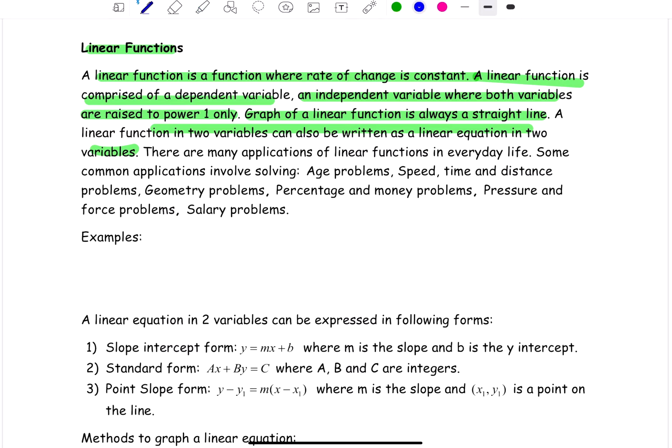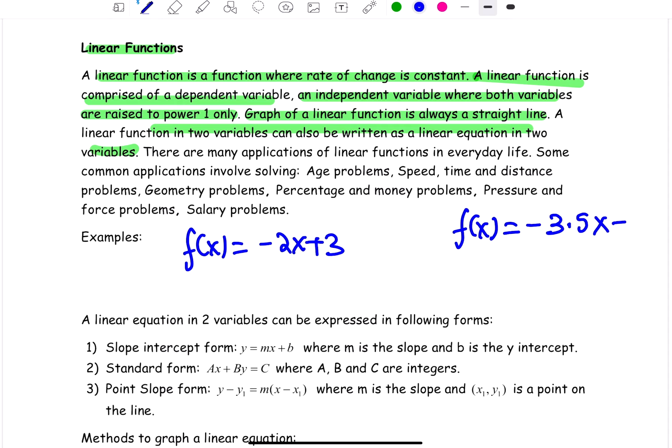An example written in function form would be f of x equals negative 2x plus 3. Or g of x, or h of x, any two variables related to each other. Height could be a function of the distance traveled or the time. Another example can be f of x equals negative 3.5x minus 1. It could be the number of hours you work and your paycheck. A relationship between them could also be represented using a linear function.